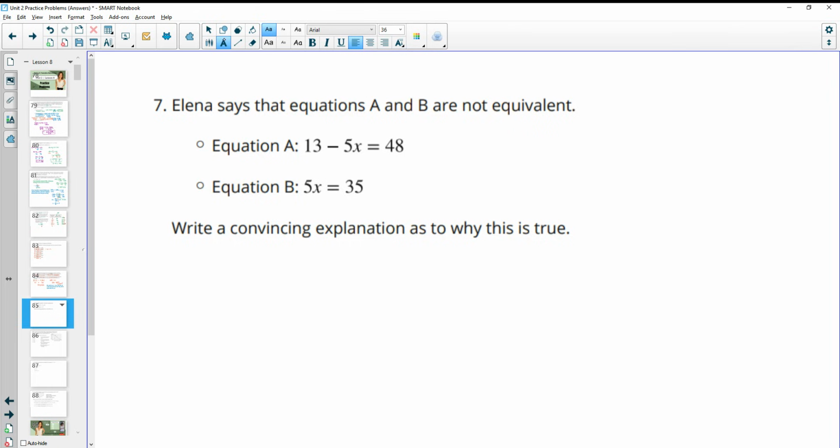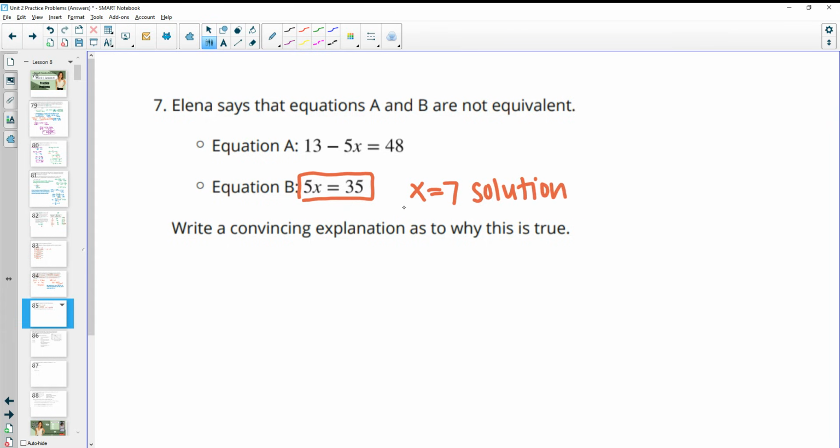When I look at this, I see this second equation here looks like it's pretty easy to find a solution. So I know that 5 times 7 is 35. So I know that x equals 7 is a solution to this bottom equation. I also know if equations are equivalent, then if a solution works in one, it should work in the other. So when I go up here to plug in the solution to equation B, it should work in equation A if they're equivalent.